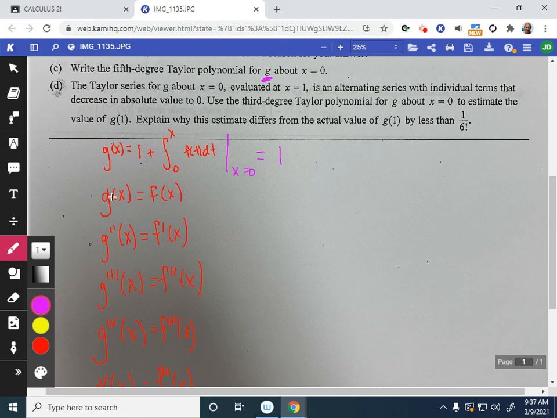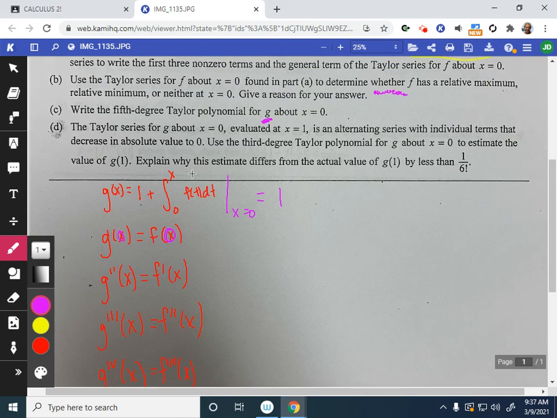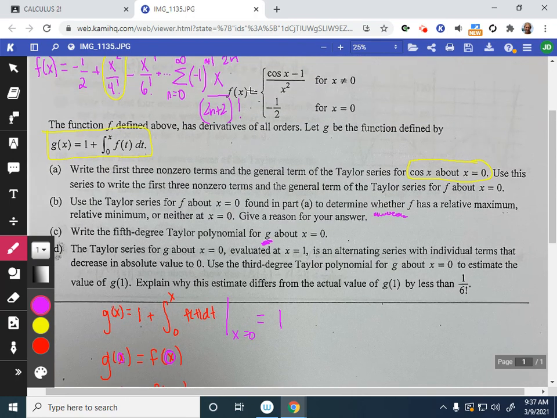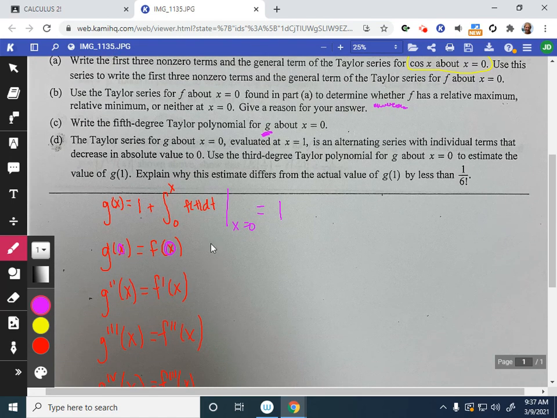What is g prime of x, or what is g prime of 0? That's the same as f of 0. So what is f of 0? Go up here. F of 0, whoops, here it is. F of 0 is negative 1/2, they tell us.